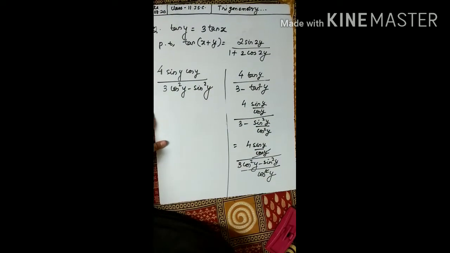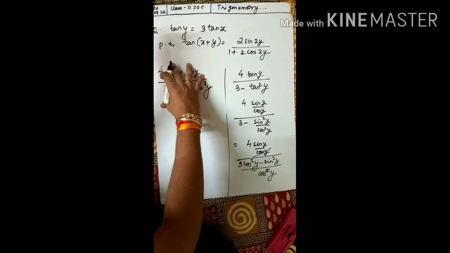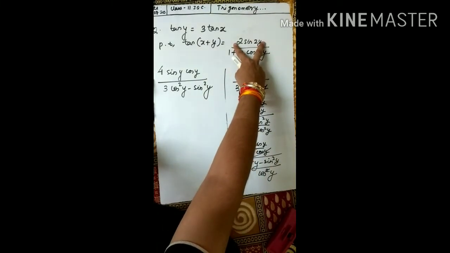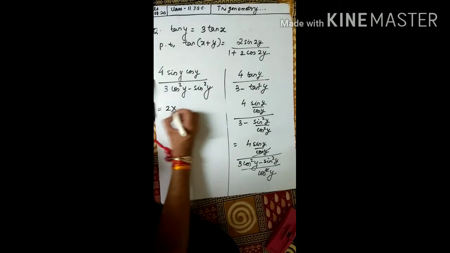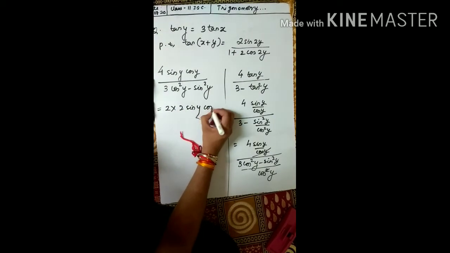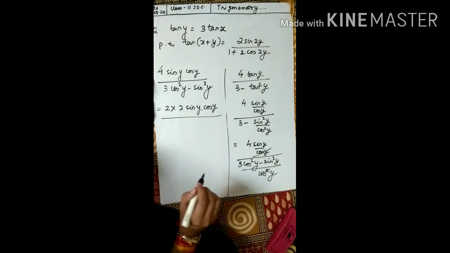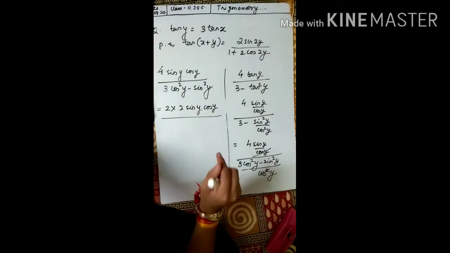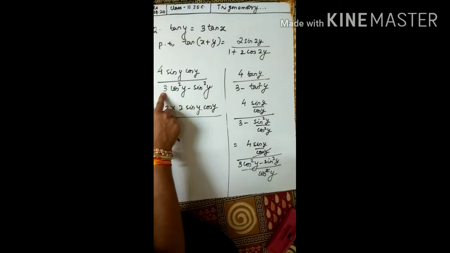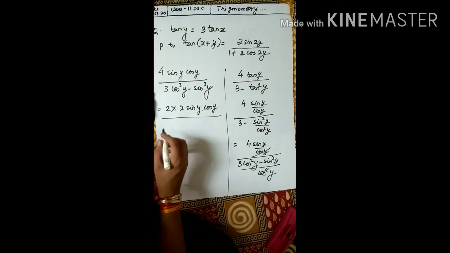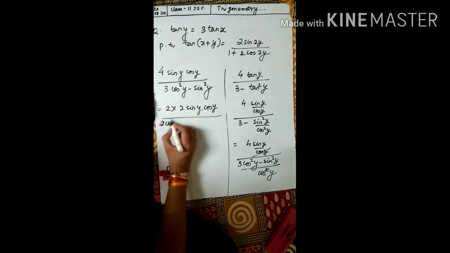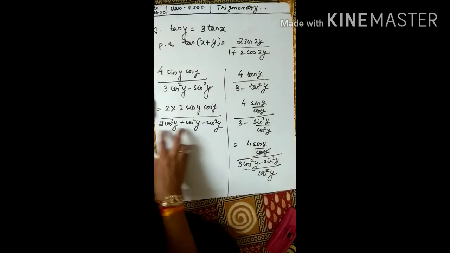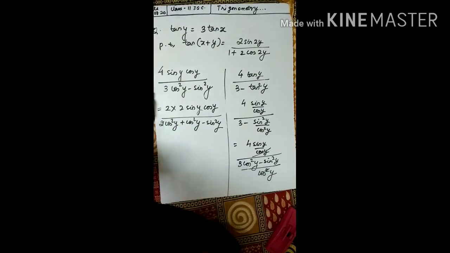Now please try to understand how I'm molding this question in this direction. Now we want 2 times sin 2y here, so this 4 can be split as 2 into 2 and sin y cos y. And here we want cos 2y. Can we use cos 2y as the cos square y minus sin square y identity? But this 3 is there with us, so how am I splitting this? Can I write this 3 cos square y as 2 cos square y plus cos square y? Yes, we are correct, because 2 cos square y plus cos square y will give you 3 times cos square y.